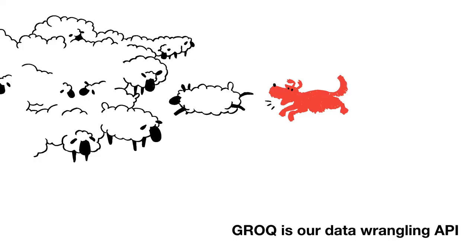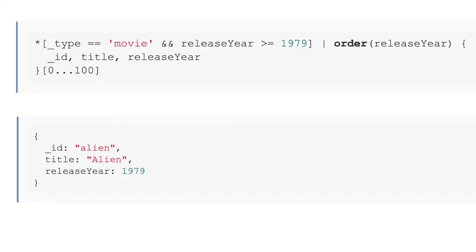As you know, GROQ is the data wrangling API of Sanity. It's how you get your data out of the document store. Our goal when we made it was to make an API where you didn't have to actually define your API, where it's implicitly defined by your data. So you can basically just put your data in and start querying it without setting anything up.